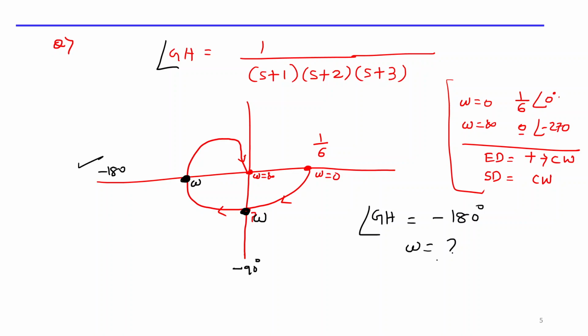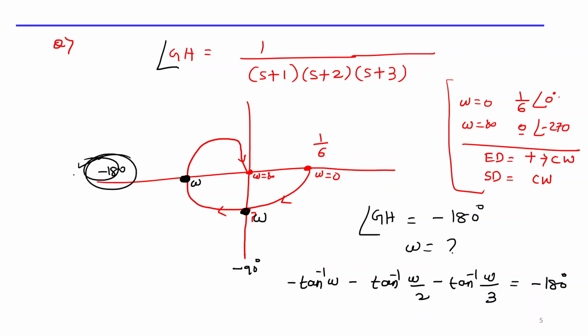This is the solution the book gives. If you find the angle of this transfer function, it is minus tan inverse omega by 2, then minus tan inverse omega by 3, and that angle you have to make equal to minus 180 degrees, because at this point the angle will be minus 180 degrees. If we equate and solve this equation, then you find omega. This is the way you have to find it.